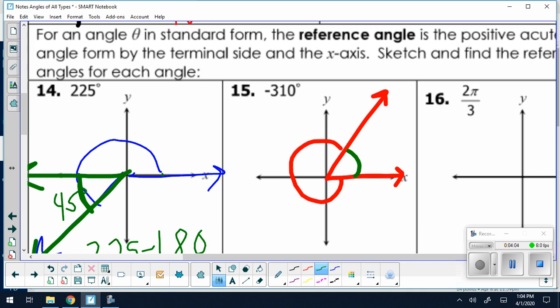My closest x-axis is the positive x-axis, and it ends at the same terminal side. So what I'm going to do in this case, and notice it's going to be a little bit different: if I went all the way around, it would be 360, but I want to take out that 310, and so my reference angle is 50 degrees.